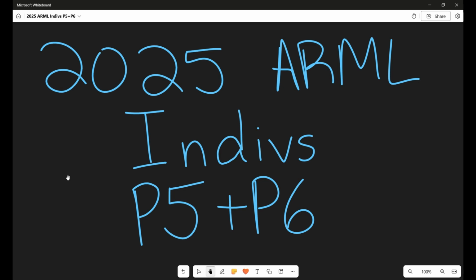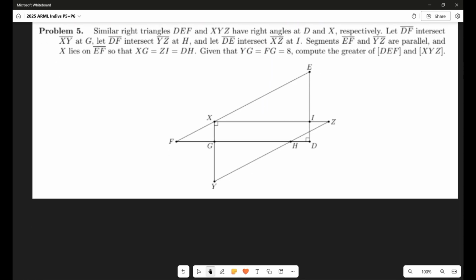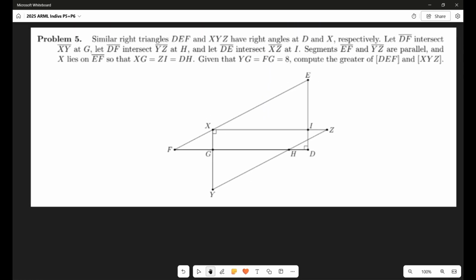In this video, we're going to continue with our 2025 ARML series, and we're looking at problems 5 and 6. So let's get right into it. We're starting off with a nice geometry problem, so I encourage you to pause the video, read the problem, and try it yourself, and then come back for the solution.